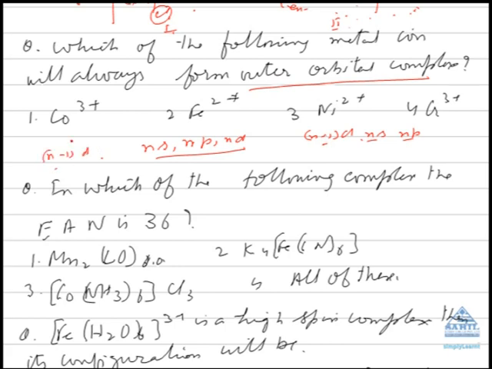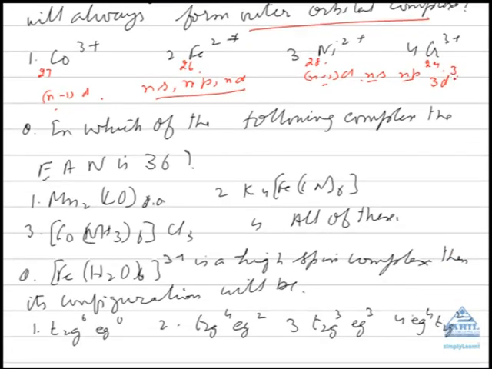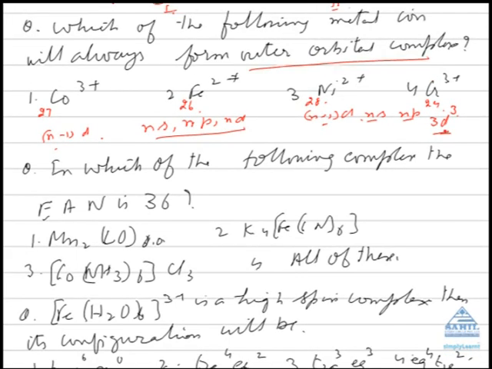or fully filled. So if we take these examples, out of these cobalt has atomic number 27, iron 26, nickel 28, chromium 24. So the electronic configuration of chromium 3+ will be 3d3. So whatever the ligand may be, its 3d orbitals will remain vacant, so it will form an inner orbital complex.